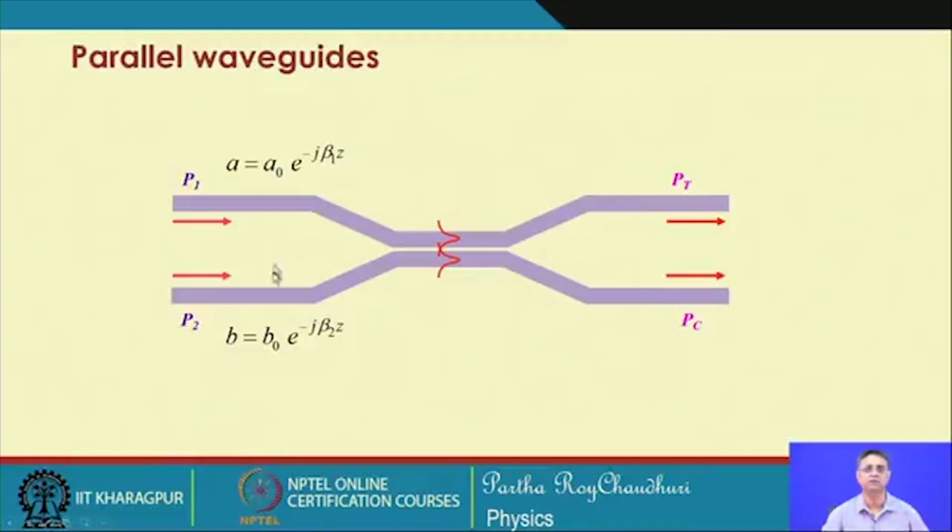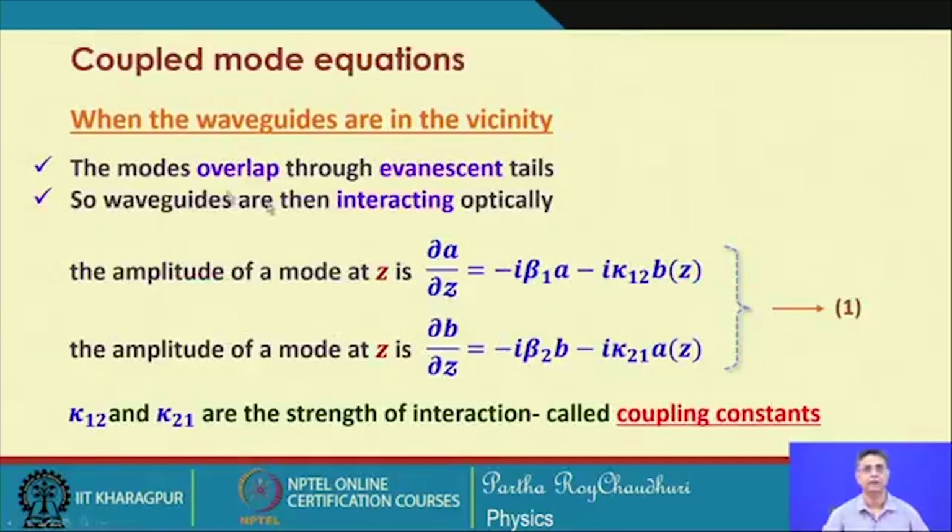This is by convention, because it is a directional coupler and it is bidirectional. Any one of these or both of these can be used as the input, and this side can also be used as input. So, they are also sometimes called bidirectional couplers.